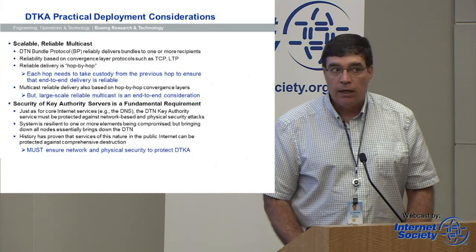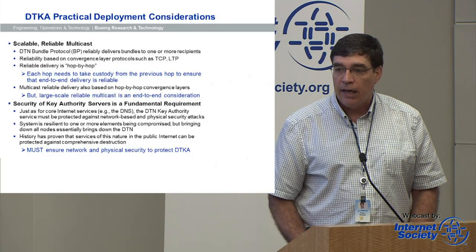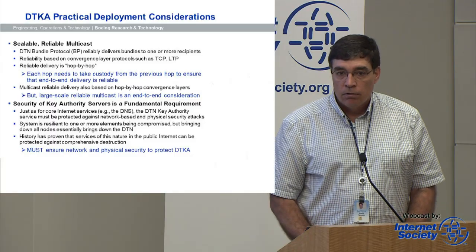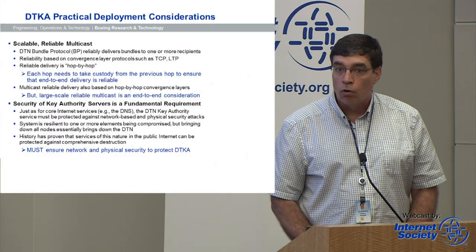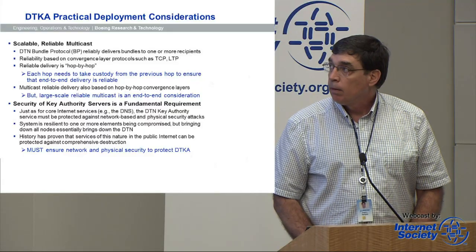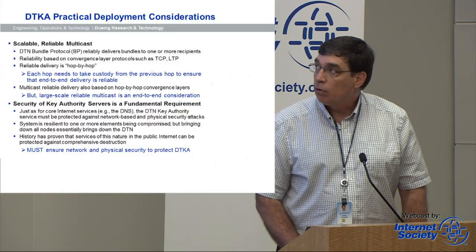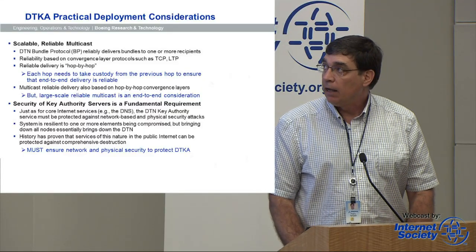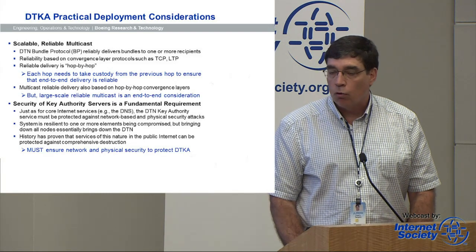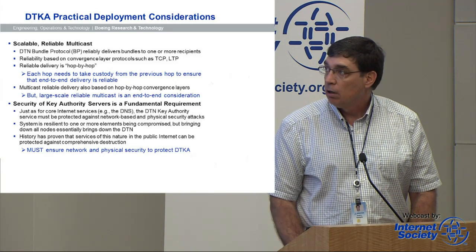So one of the considerations we have for DTK is how does it scale? Does scalable reliable multicast really work over large DTNs? The security of the key authorities is a fundamental requirement, and again, it's the same as for some of the core internet services like the DNS.